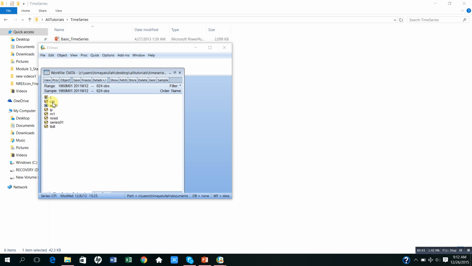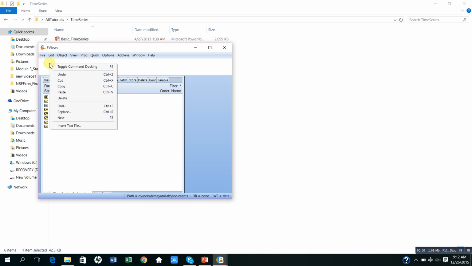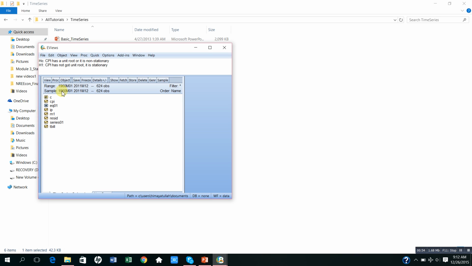The first step is to write what my null hypothesis is. My null hypothesis is that CPI has a unit root. Alternatively, I can say that it is a non-stationary series, and I'll test this null hypothesis against the alternative hypothesis, which is that CPI has no unit root, or it is stationary.